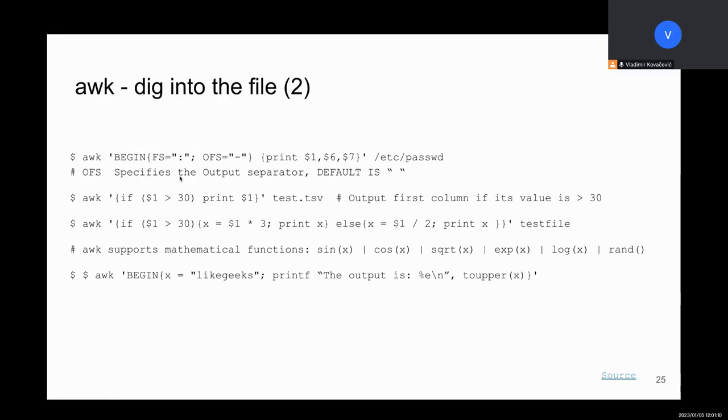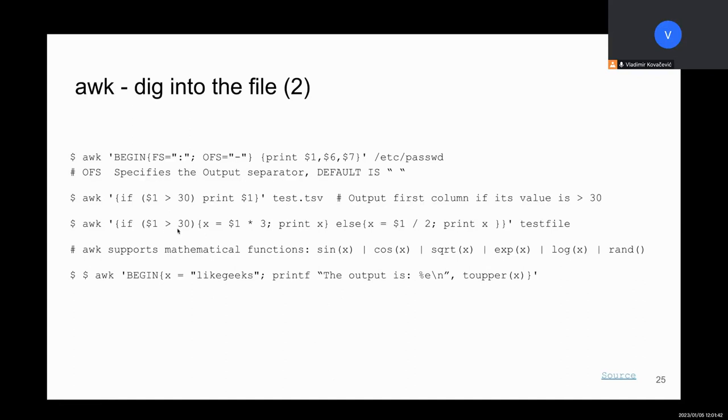Also, we can define separators for the input file, and also we can define a separator for the output file. So if we want to format the output, or change the separator, we can use this command. Also, we can create some conditions, and we can print, for example, only the lines that have a first column value larger than 30, or some more complex operation.